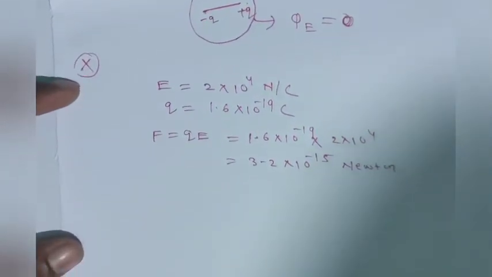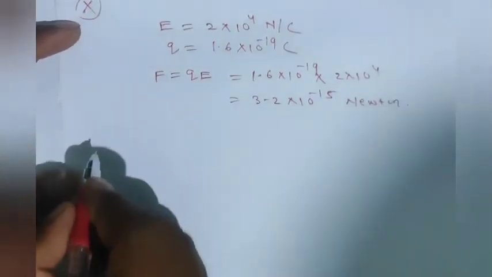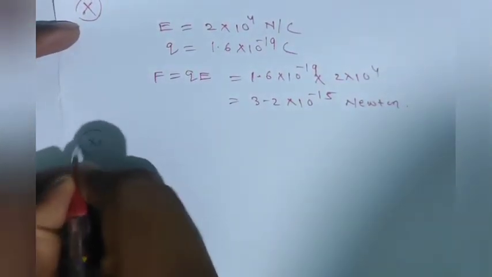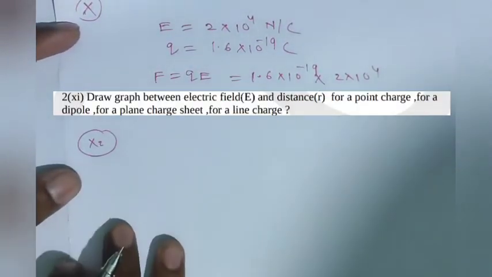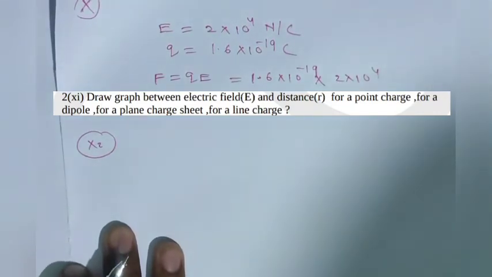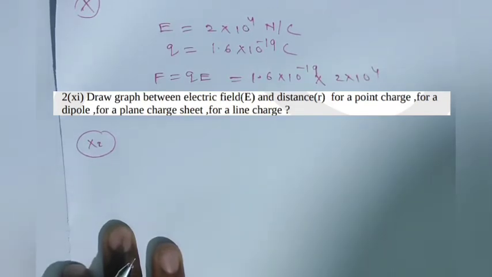Now I shall go to the next question, question number XI. So what was the question? In the question it was asking to draw the graph between electric field and distance for a point charge, for a dipole, for a plane charge sheet and for a line charge. So before drawing the graph between electric field and distance r, let's find the electric field relation with distance.